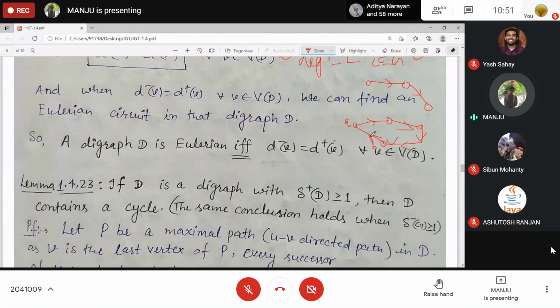Clear? And the same conclusion, if you have minimum in degree at least 1. Minimum in degree means there is one arc coming towards every vertex. Okay. And that has to be from some other vertex. So we have vertices A and B, so there has to be some edge coming towards the vertex. Clear? Okay. So how to prove this one?